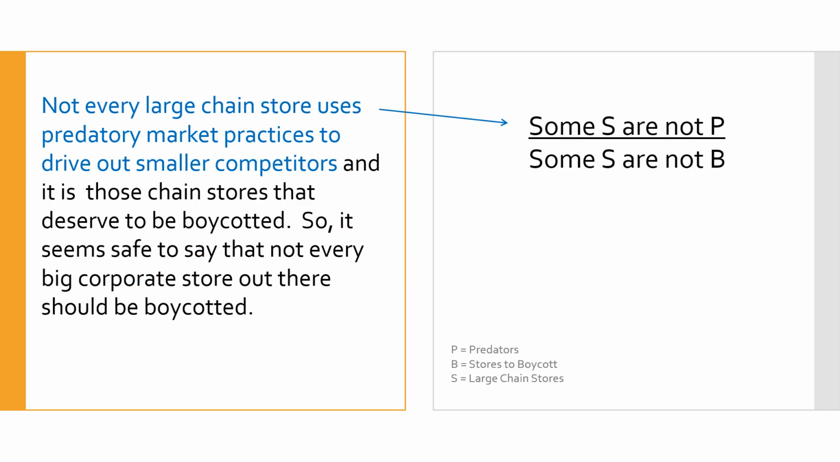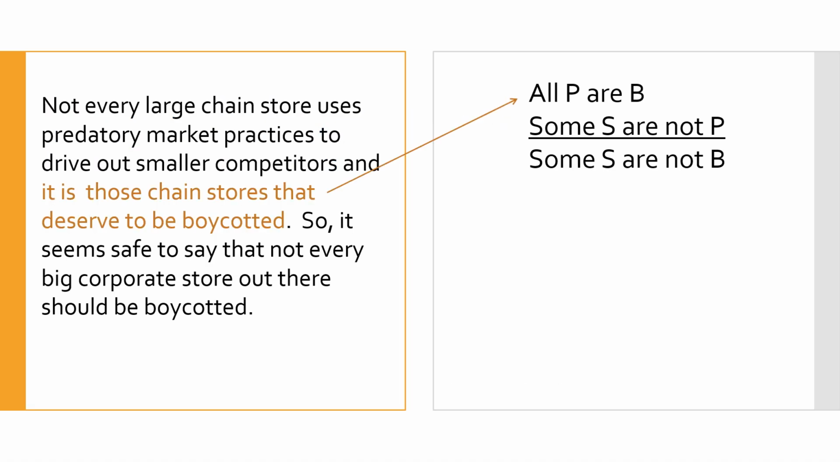We can jump to the first premise here. Notice it's the minor premise because the term large chain store, big corporate store, those are identical, has repeated itself. That's our minor term. And so we get, again, not every is going to translate into some are not. So we get some large chain stores are not predators or predatory market practice users or whatever.